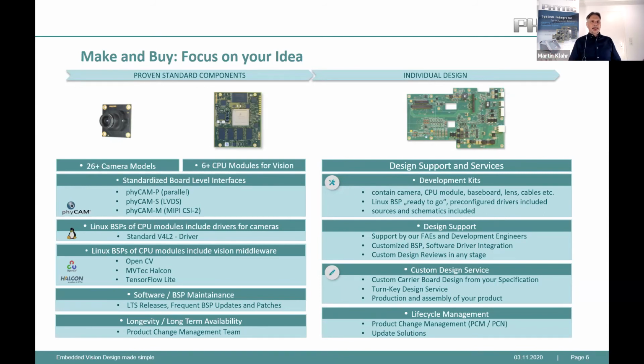And of course, we can take over the complete lifecycle management, which means we can do the product change management for your product. And we also care about update solutions for your software, so that you can update your application software even when your product is out in the field.